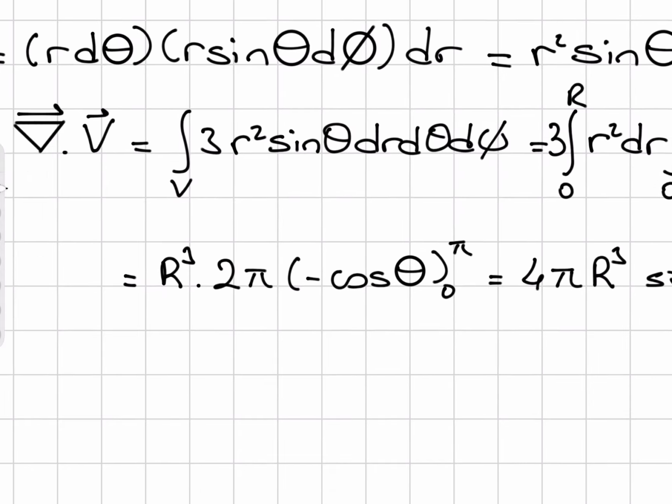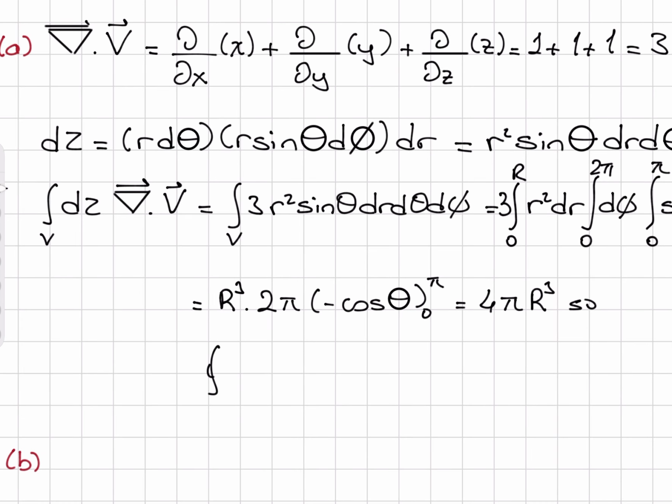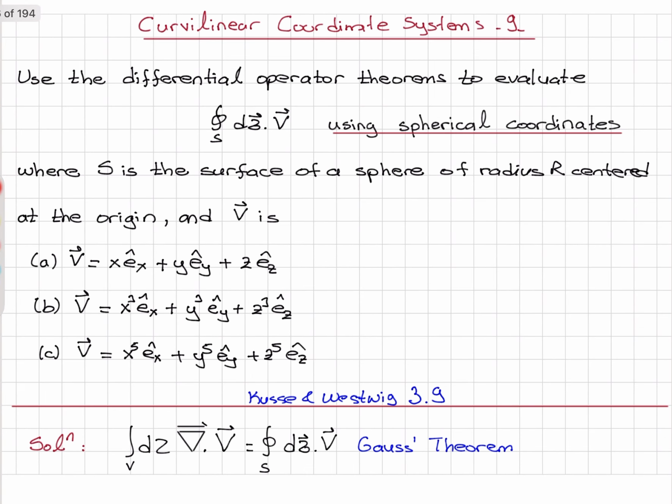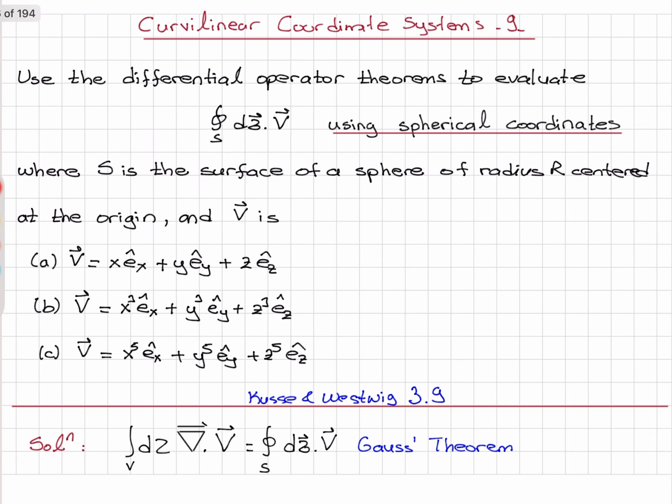So, according to Gauss theorem, the closed surface integral ∮ dσ dot V must be equal to 4π R cubed. Okay. So we have used Gauss theorem to evaluate the surface integral, where V is our position vector, which has a divergence of 3 using divergence in Cartesian coordinates. Then we evaluate the integral in spherical coordinates.